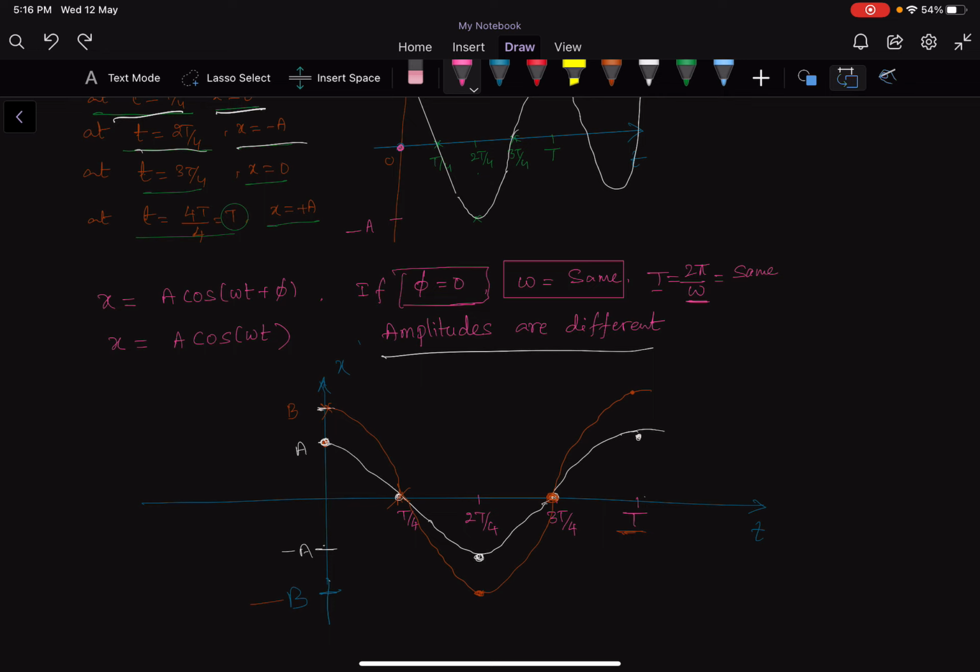Time taken to complete one oscillation for A is how much? Time period T. And time taken to complete one oscillation for B is also the same time period T. The time period is the same as omega is the same, but the only difference is the amplitudes. Amplitudes are different, but the time period is the same.